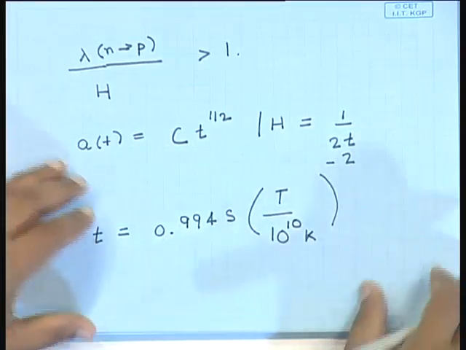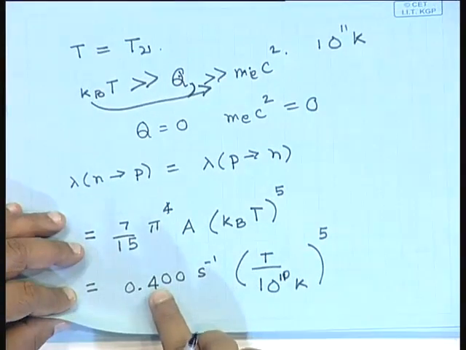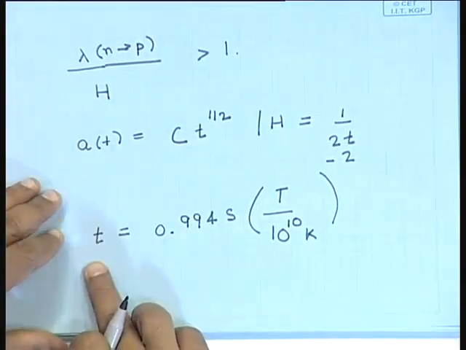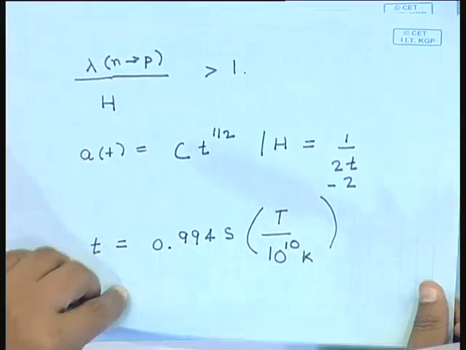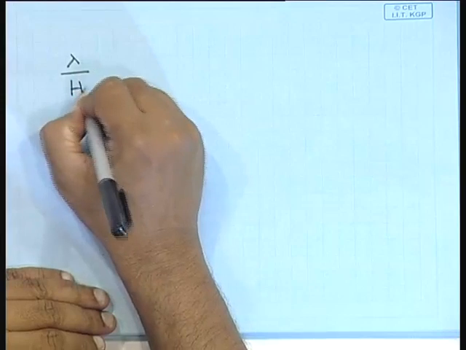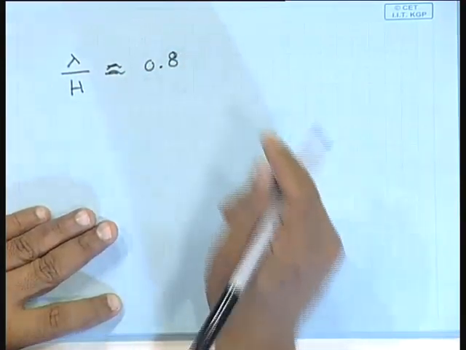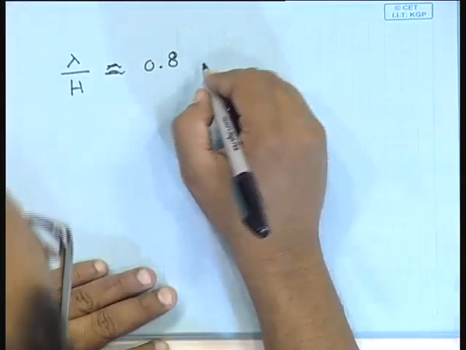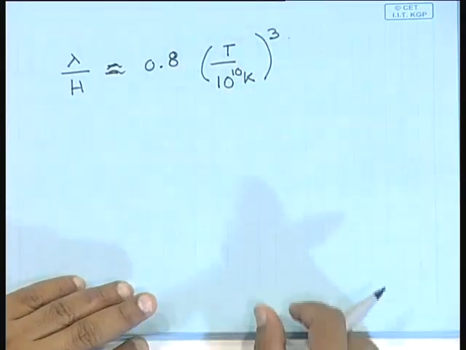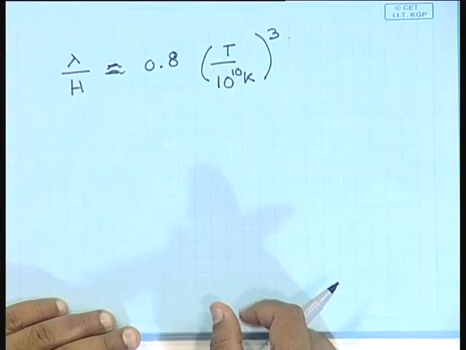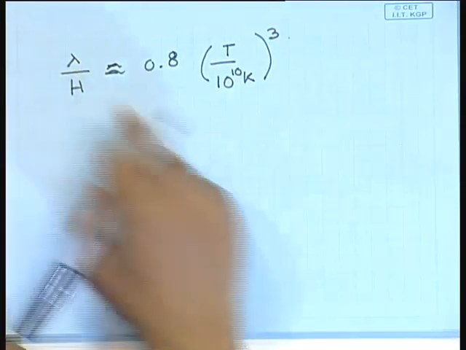So you can use this. So one can use this, the reaction rate and the Hubble expansion rate here, which is 1/2 t. So one can use these two to estimate this ratio. And so this ratio turns out to be approximately equal to 0.8. So the reaction ratio, you had 10 to the power 3 for one of them, and 10 to the power 5, and 10 to the power minus 2. So if you take the inverse, finally two powers cancel out, and this is what you are left with. This is the ratio of the reaction rate to the expansion rate.